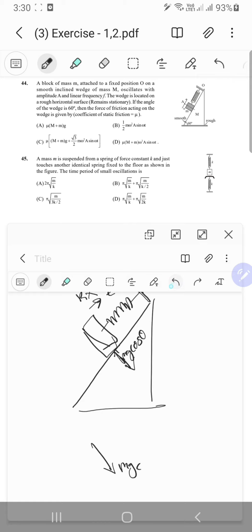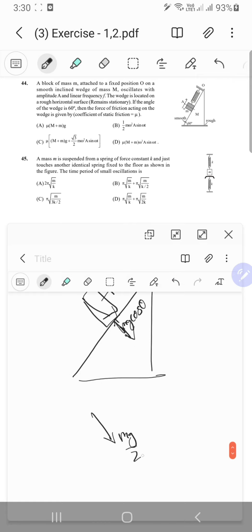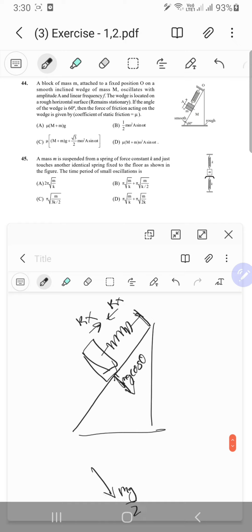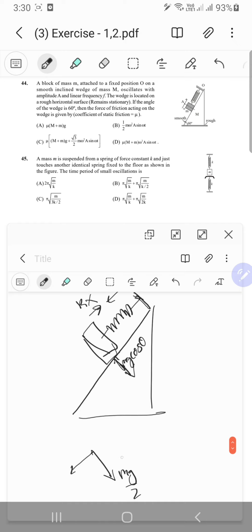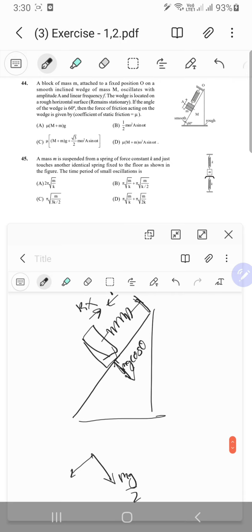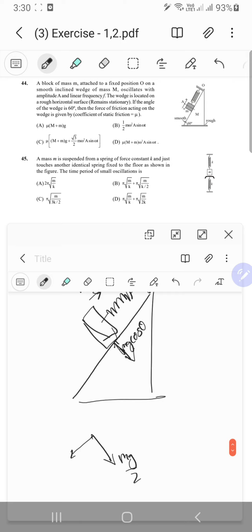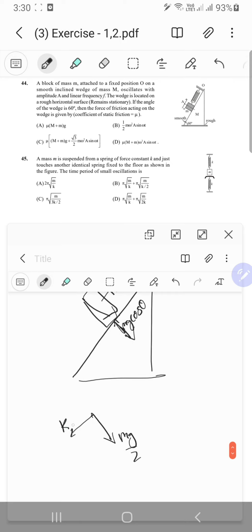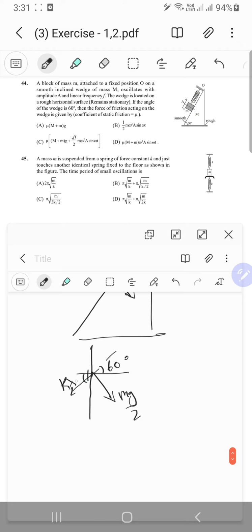What's theta, by the way? It's 60 degrees, so it's just going to be mg by 2 in this direction. And there's this kx thing in this direction as well, right? We have been given the angular frequency and everything. Okay, cool. So x varies as a function, right? So we got kx, it's making 60 degree. This angle is 60 degrees. Nice. This angle is 60 degree as well.